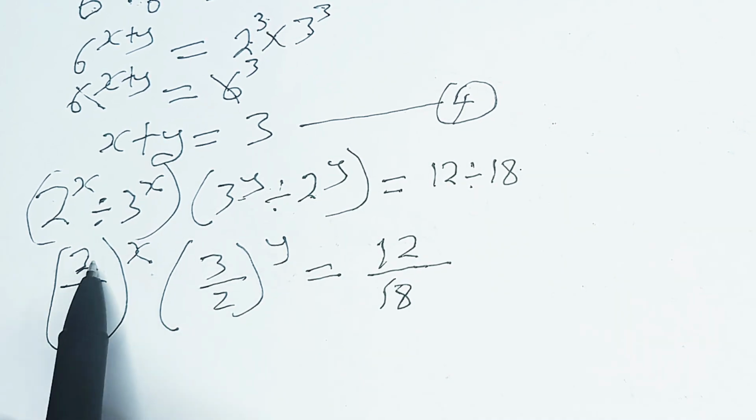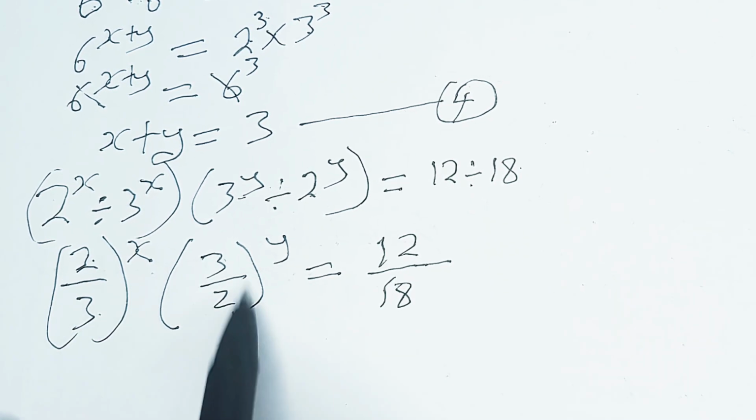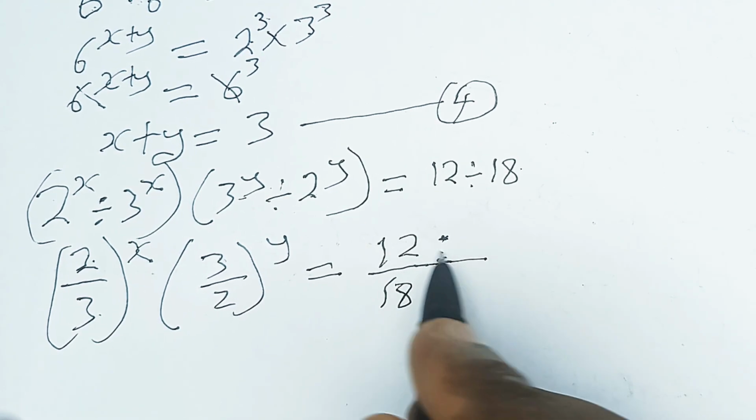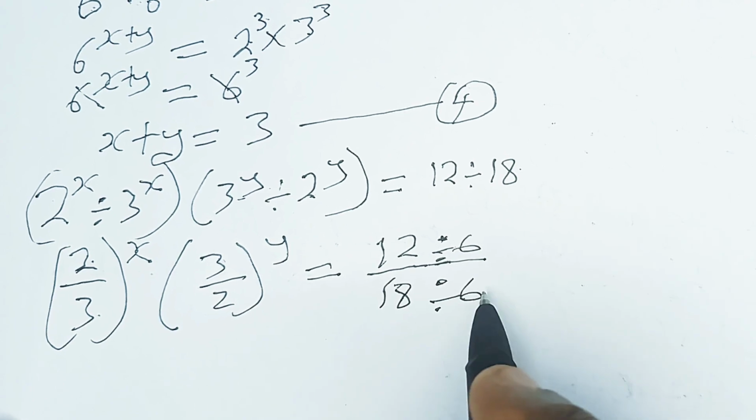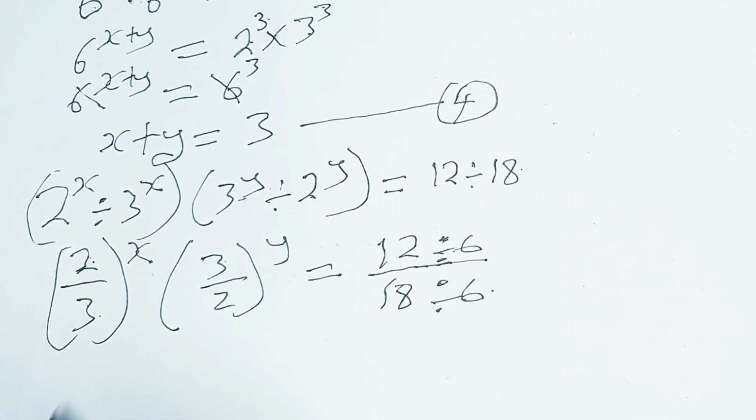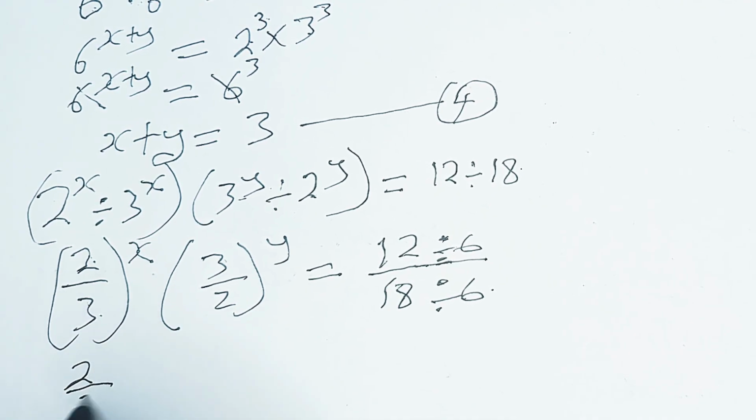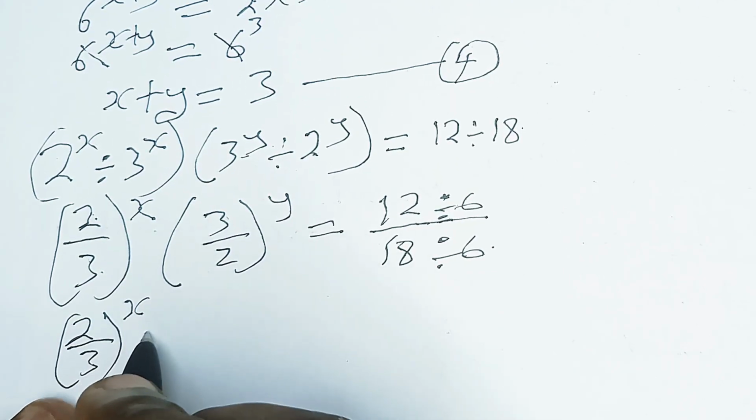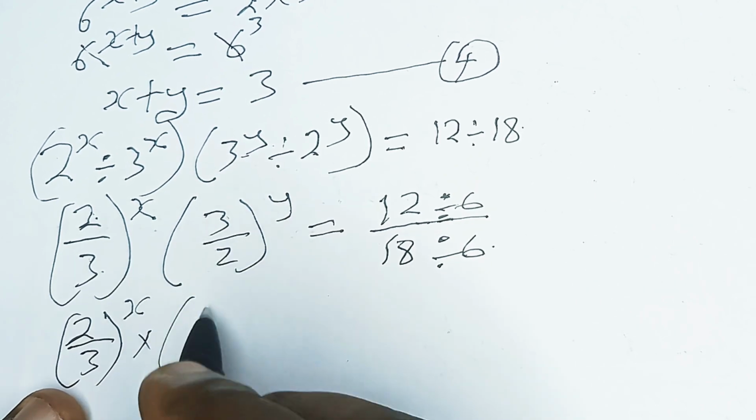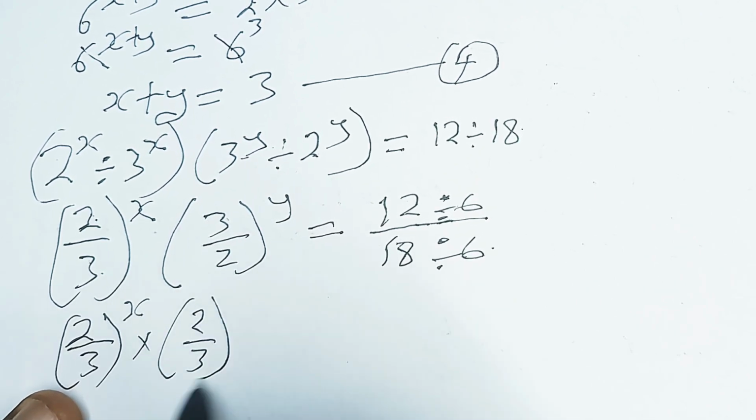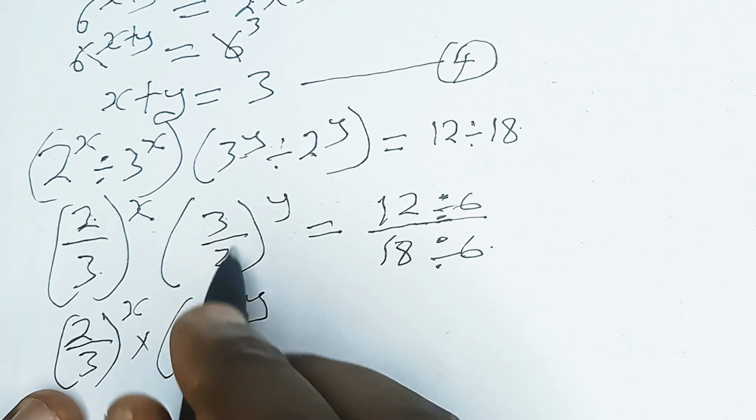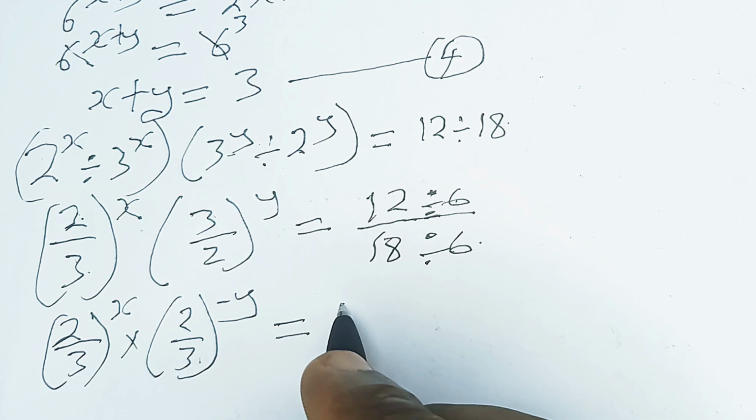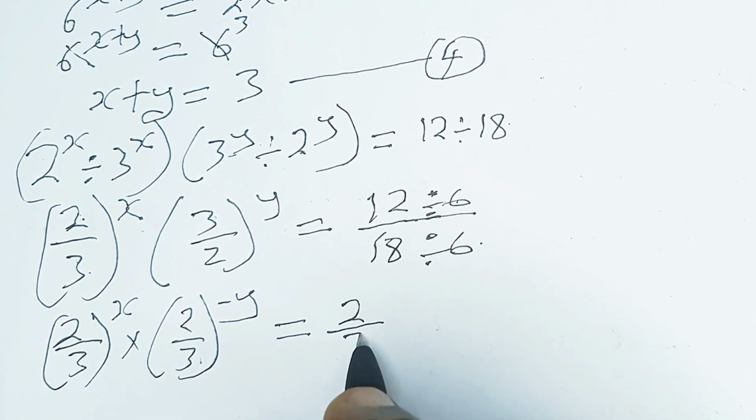To simplify this, this is 2 over 3, so we have to change this one. Looking at this, both of them can be divided by 6. So what does this give us? This one is 2 over 3 raised to the power of x, times 2 over 3 raised to the power of minus y, since this has been interchanged, is equal to 12 divided by 6, that's 2, over 18 divided by 6, that's 3.